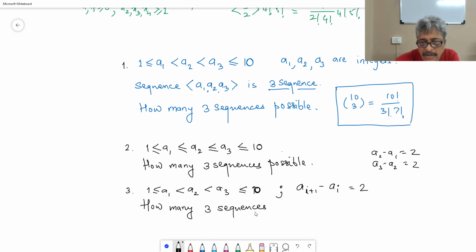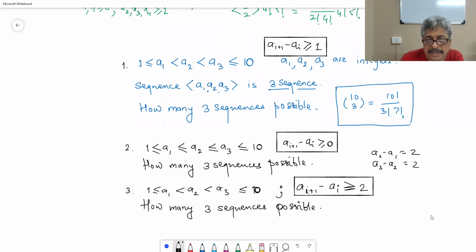How many 3 sequences possible? That is the third problem that we wish to solve. The first problem that we solved turned out to be very easy, but maybe we will solve the first problem, second problem and third problem by the same method.